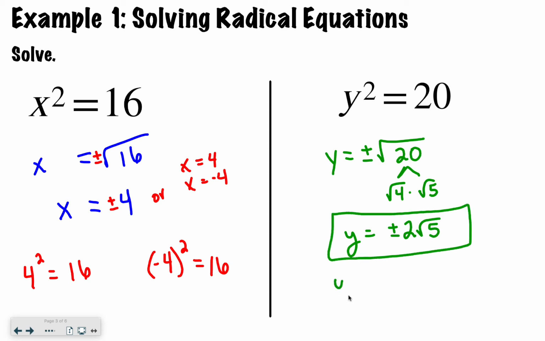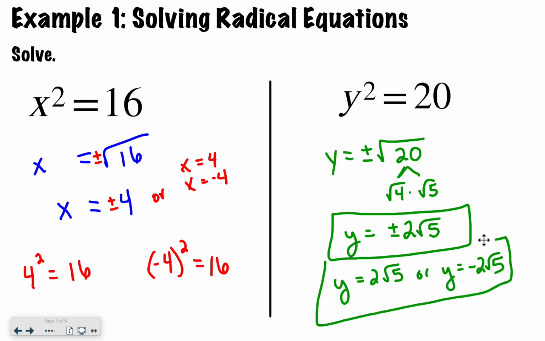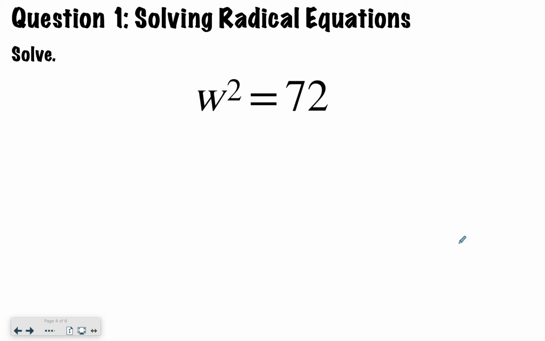Or you could write y equals 2 square root of 5, or y equals negative 2 square root of 5. Both of those answers are acceptable. It's purely personal choice, so feel free to do whichever one you feel most comfortable with. All right, now I want you to solve this radical equation on your own. Good luck.